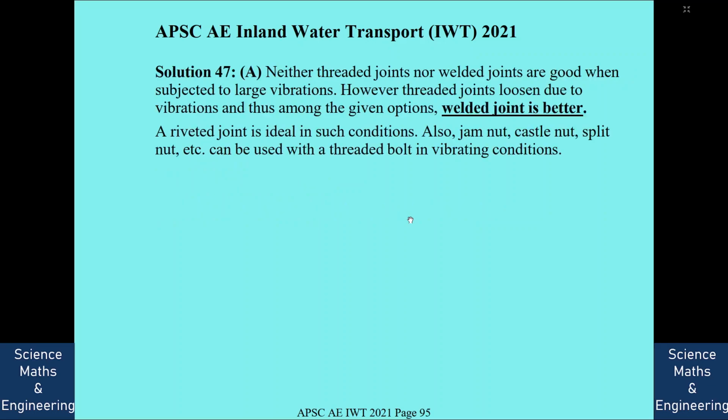So the answer is, actually neither threaded nor welded joints are good when subjected to large vibrations. However, what happens is that threaded joints loosen due to vibrations, and thus among threaded joints and welded joint, welded is better. Now in this kind of situation, a riveted joint is ideal, and jam nut, castle nut, split nut, etc. also can be used with threaded bolt for this vibrating condition, so that the nut and the bolt don't come out of the joint, and the joint would not be broken, right? So if we can use this kind of nuts, then we can use threaded joints. Otherwise, welding joint is better among these two.